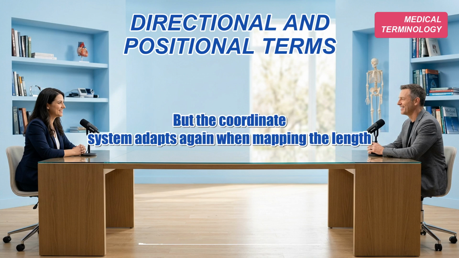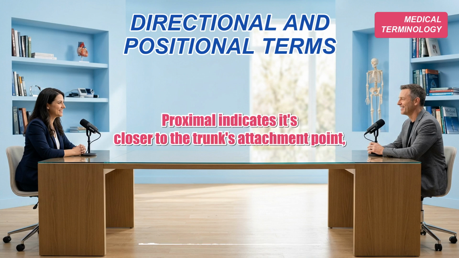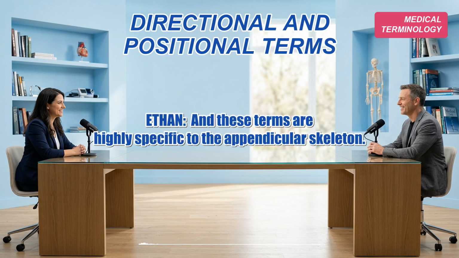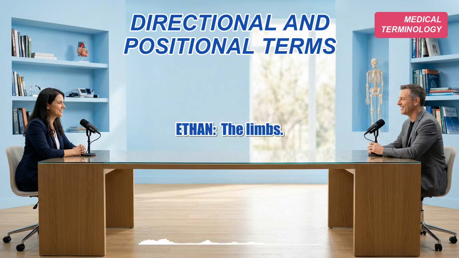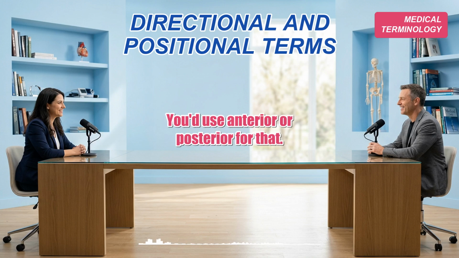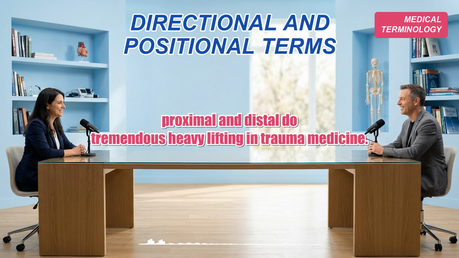But the coordinate system adapts again when mapping the length of the limbs, right? Relying heavily on proximal and distal designations. Yes, proximal indicates it's closer to the trunk's attachment point, like your shoulder or hip, while distal is farther away, down the limb. And these terms are highly specific to the appendicular skeleton, right? Right. The limbs. Like, you wouldn't describe your nose as distal to your ear. No, you'd use anterior or posterior for that. But for the arms and legs, proximal and distal do tremendous heavy lifting in trauma medicine.